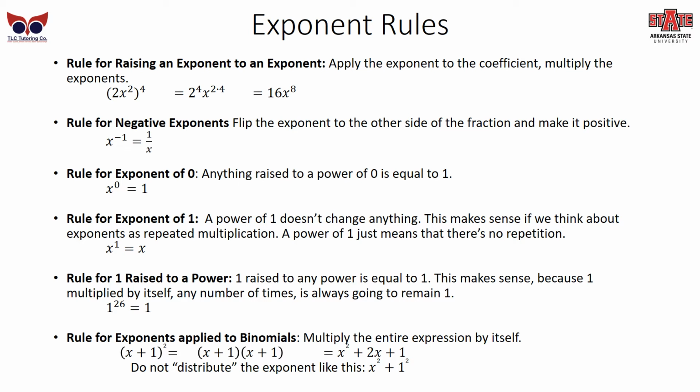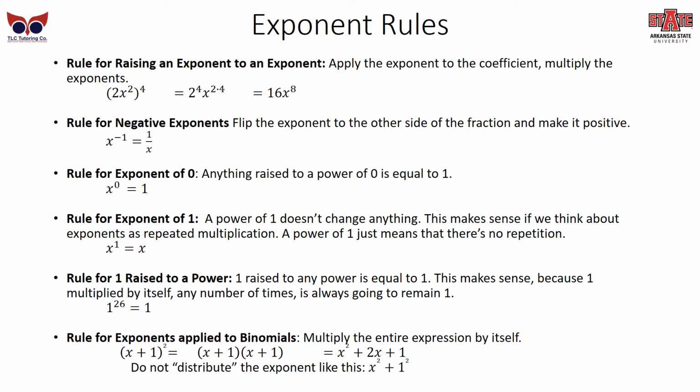Now, if you have seen negative exponents, say x to the negative 1, well, we don't like negative exponents. We want to get rid of those. What we do is we flip them. So if you have something to a negative exponent in the numerator, you're going to flip it to the denominator. If it's in the denominator, you're going to flip it to the numerator. Anything you've got to do to make it positive so you can use it.